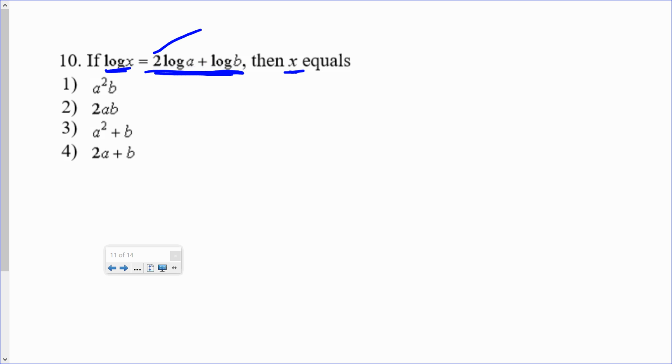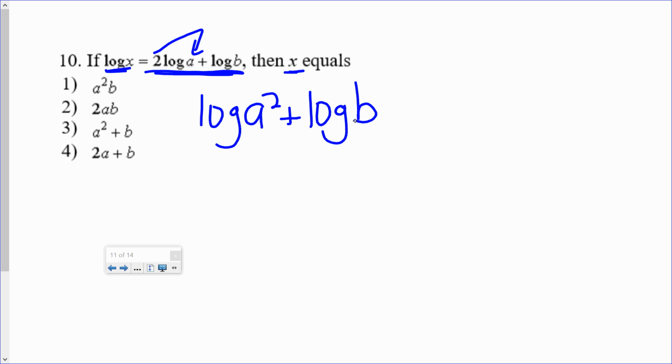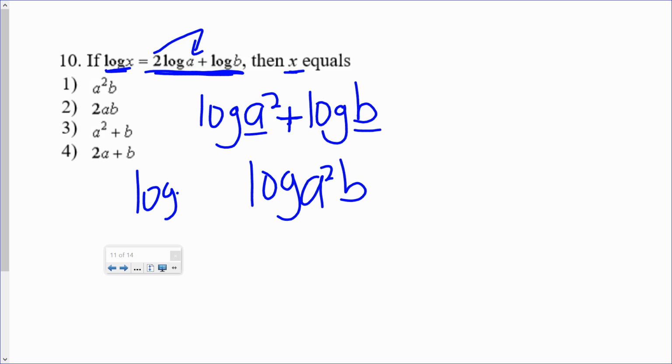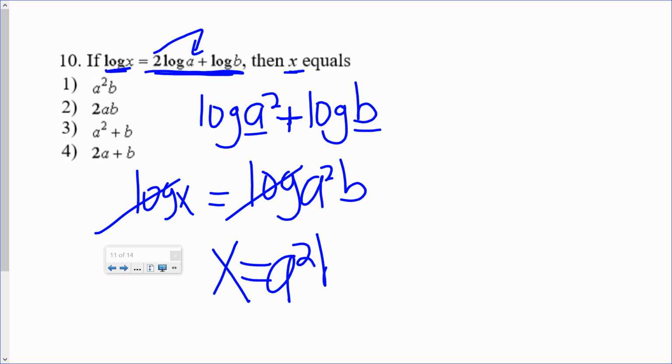Okay, power rule first. Log a squared plus log b. Now I combine into a single log. I write log once. Addition becomes multiplication, so I'm multiplying a squared and b. So I have log x equals log a squared b. So if I know what x equals, I just drop the logs, and x equals a squared b.